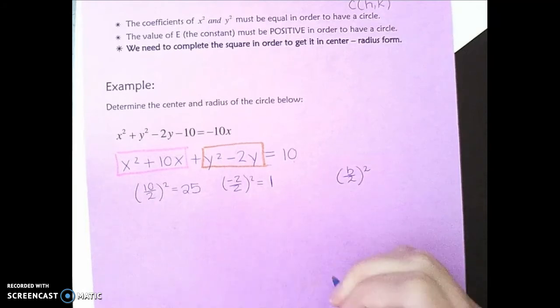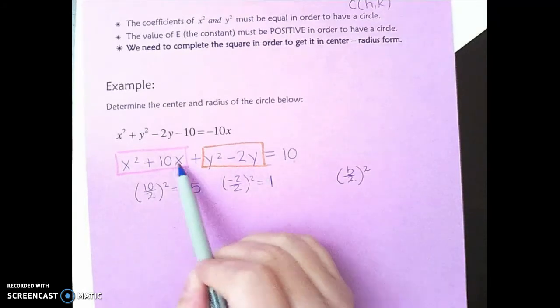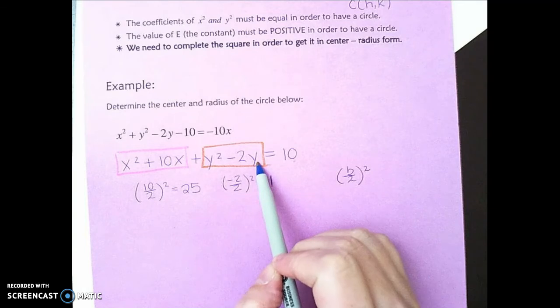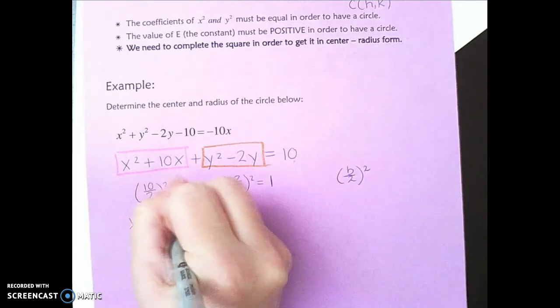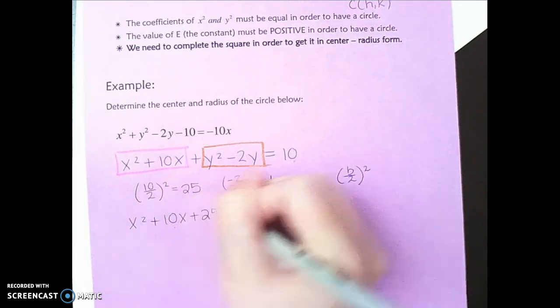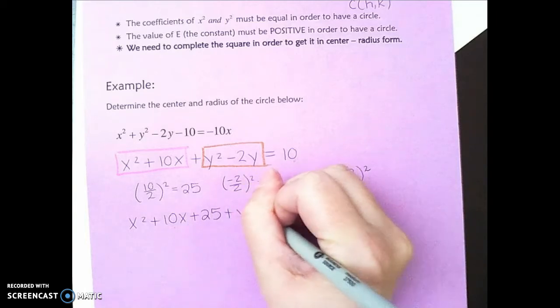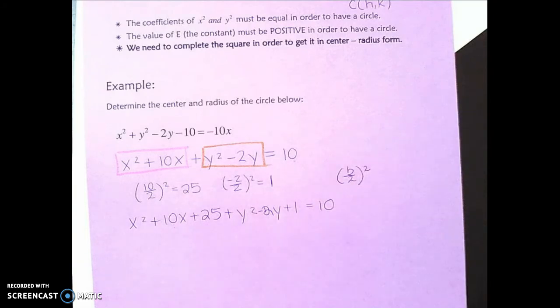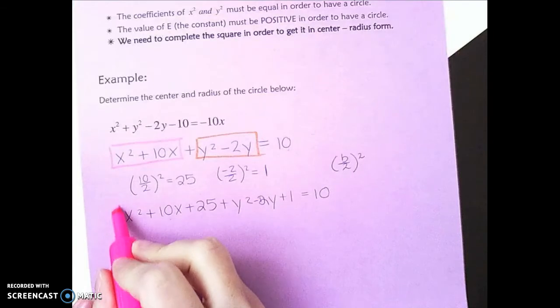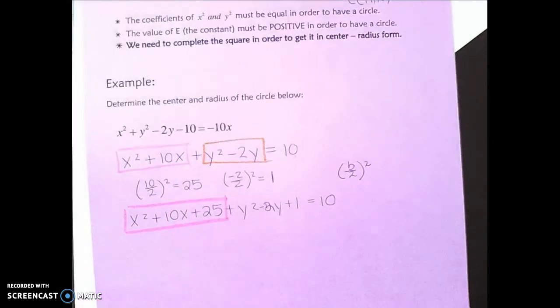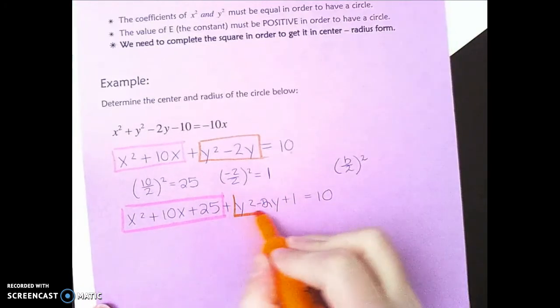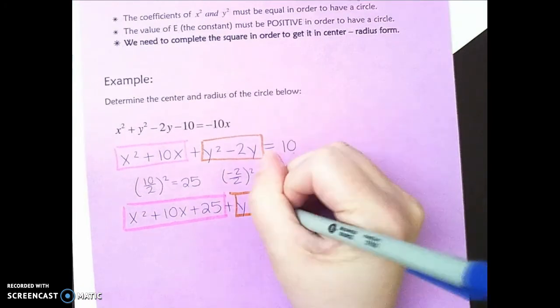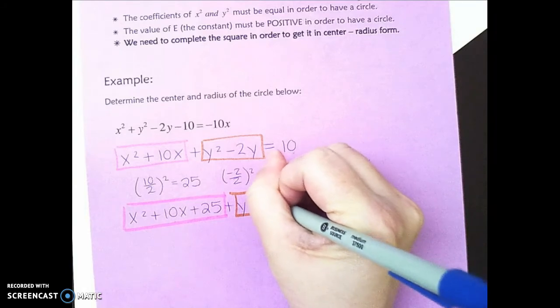Then I'm going to rewrite this equation and fill in those c terms. The 25 goes with the x terms, the 1 goes with the y terms. So I have x squared plus 10x plus 25 plus y squared minus 2y plus 1 equals 10. I'm highlighting here to show what I'm grouping together. The pink is my x trinomial, the orange is my y trinomial, and that's a minus 2 right there.